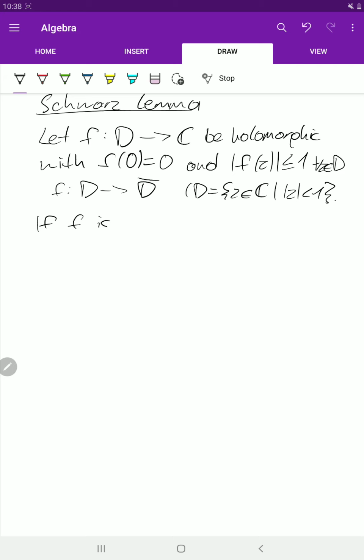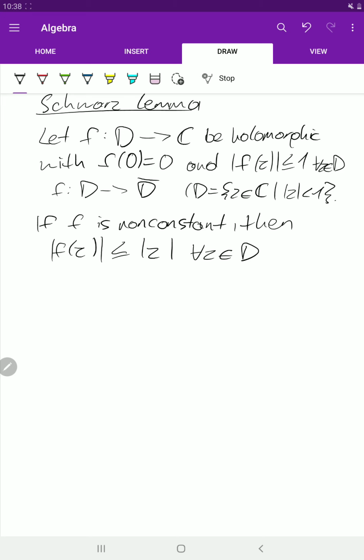So if f is non-constant, then the modulus of f of z is at most the modulus of z for all z in the unit disk, and furthermore the modulus of f prime at 0 is at most 1.